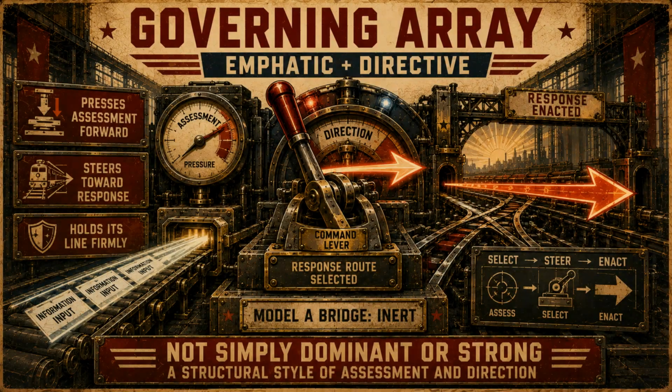The first array group is governing. Governing combines emphatic expression with a directive approach. So in plain English, governing functions press their assessment forward, and they help steer the response. They do not merely contribute a suggestion from the side, they give the block a firm line of assessment and help set the direction of movement.